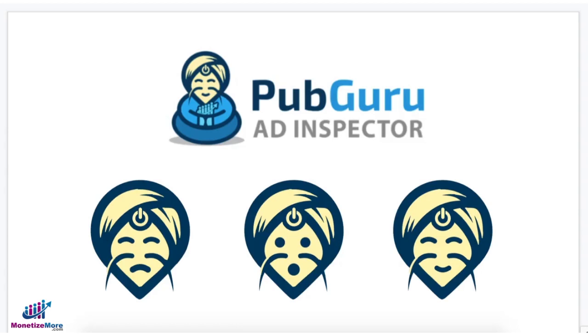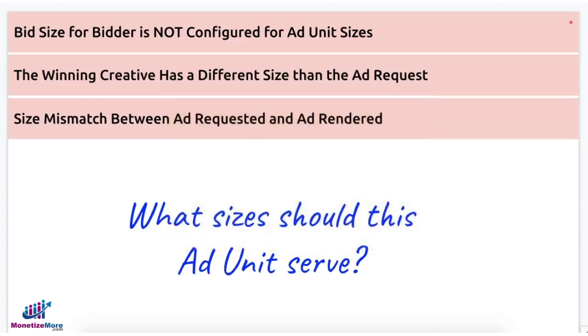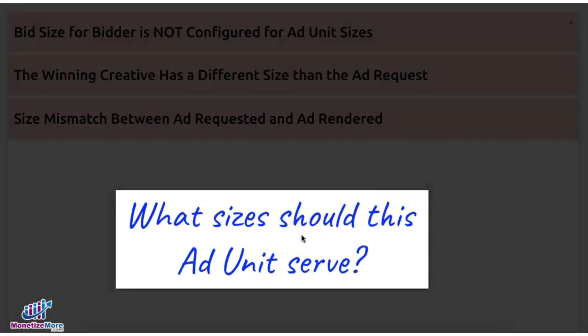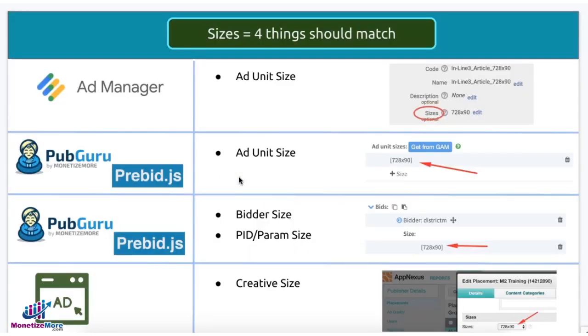Today we're going to talk about issues with sizes. What I mean by sizes is that if PubGuru Ad Inspector is spitting out warnings or errors about a bid size, a winning creative that doesn't match the ad request, or a mismatch between what's requested and rendered, you need to ask yourself, what sizes should this ad unit serve? Start with that.